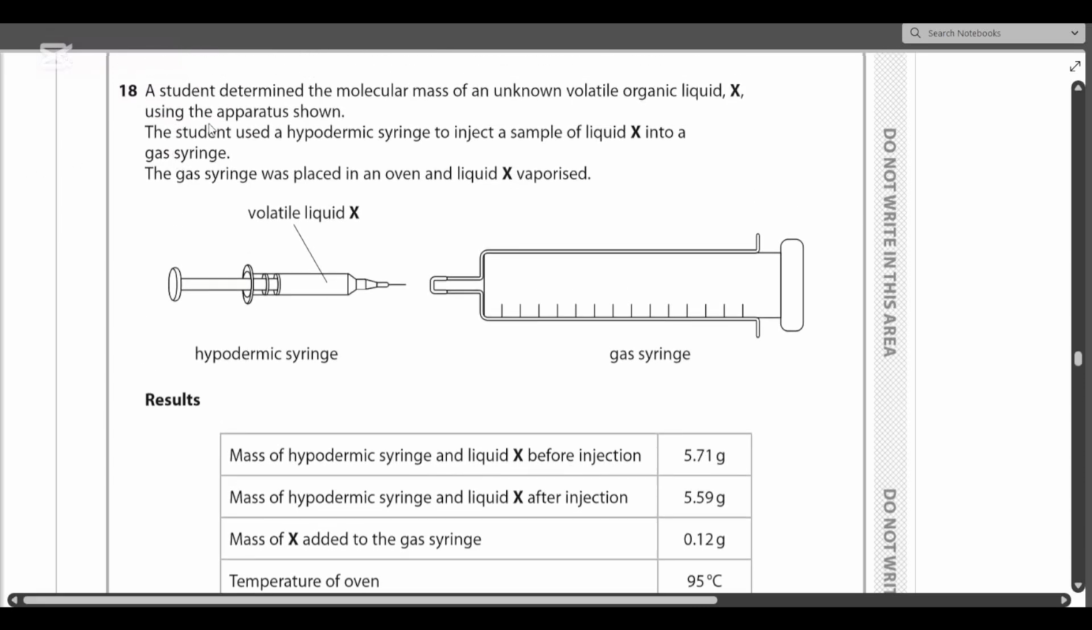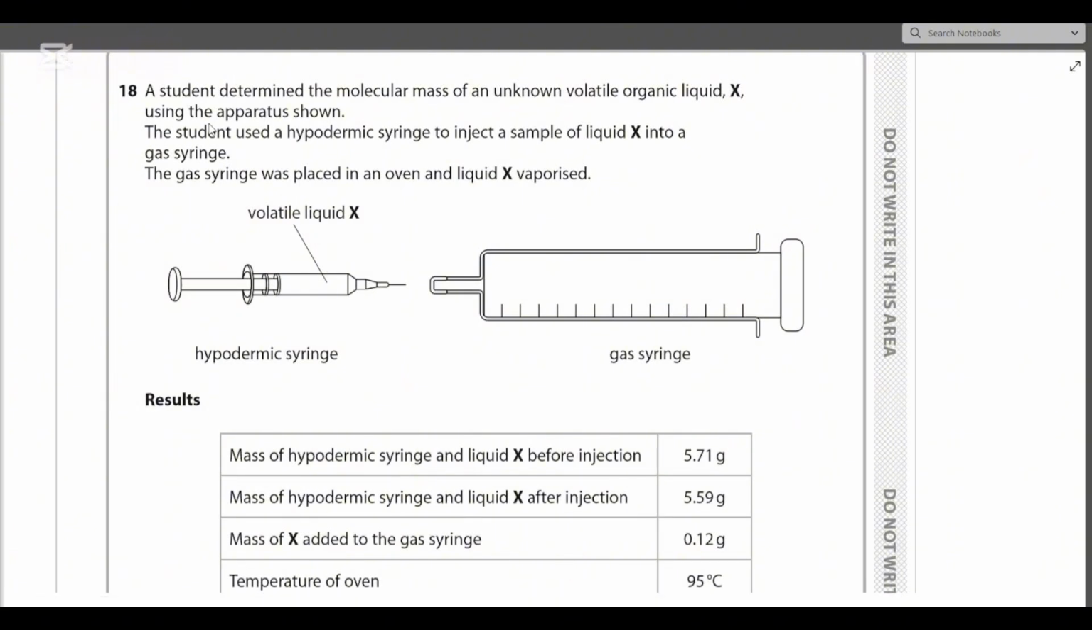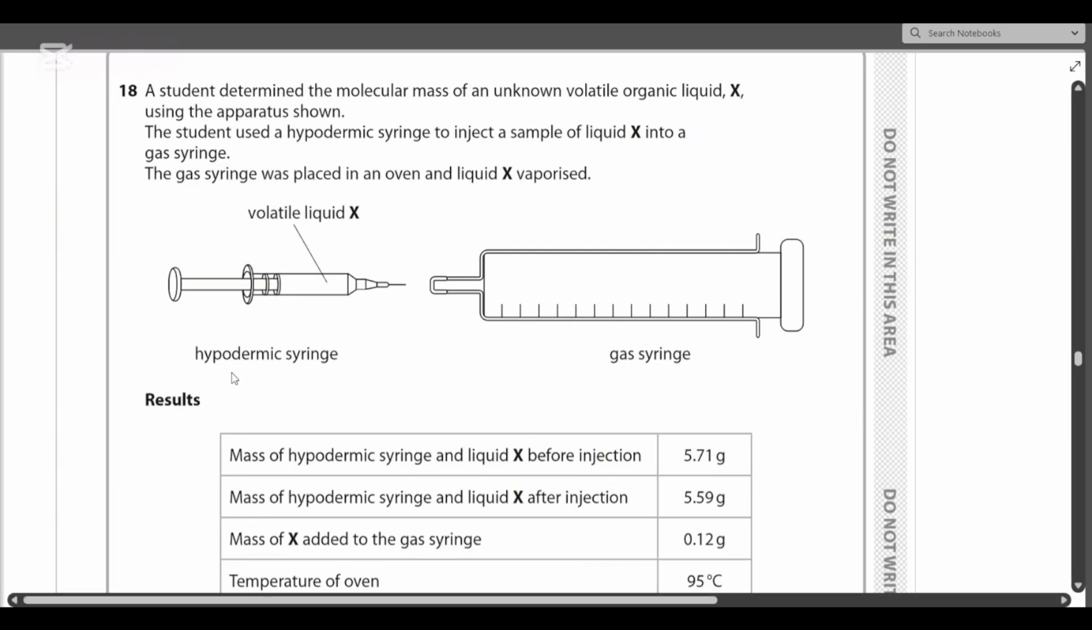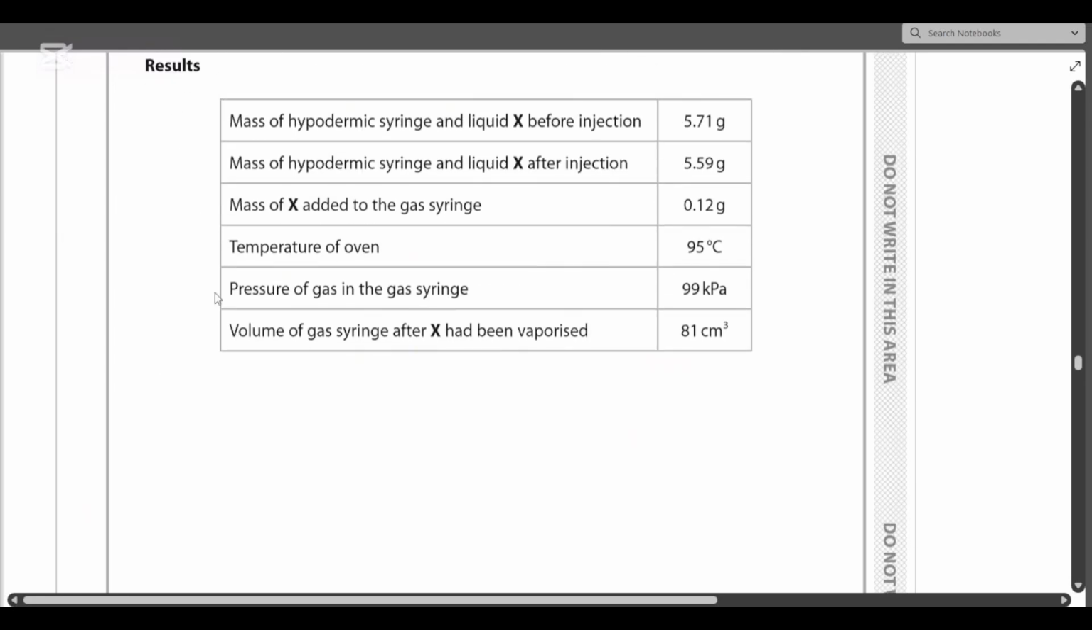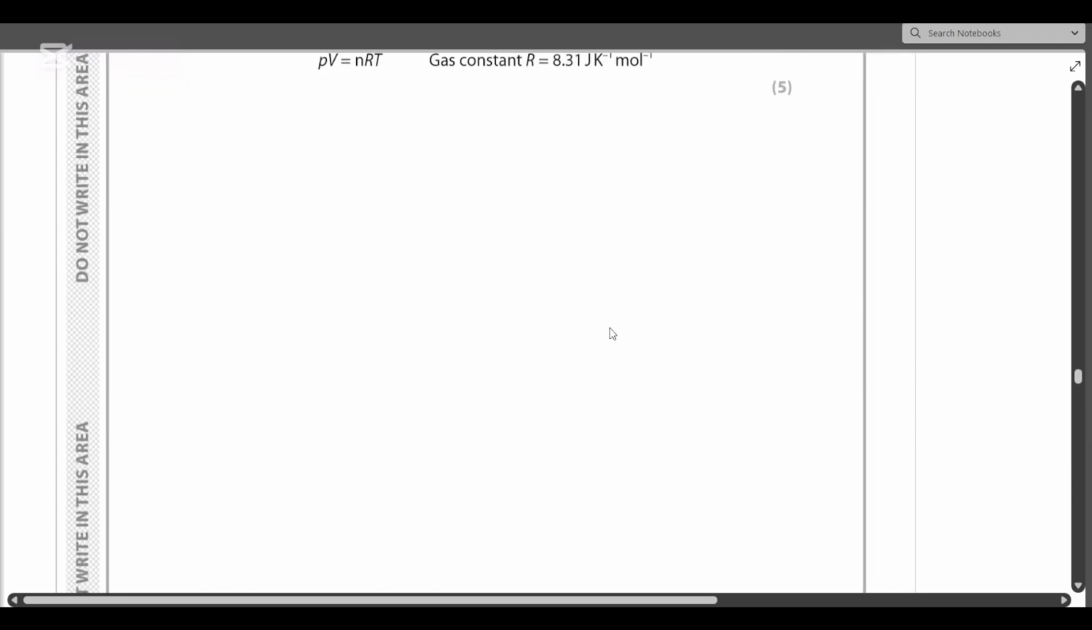Moving on, you have number 18. Here the student determined the molecular mass of an unknown volatile organic liquid X using the apparatus shown. So you can see the gas syringe was placed in an oven and the liquid X was vaporized after it was kept inside the gas syringe using the hypodermic syringe. The results are provided. As you can see, the data is provided down here in this table. Let's go to the question.